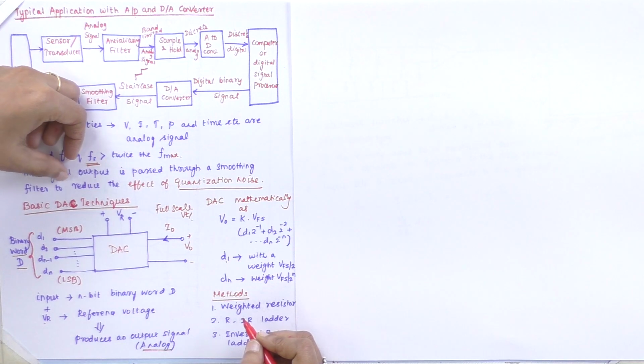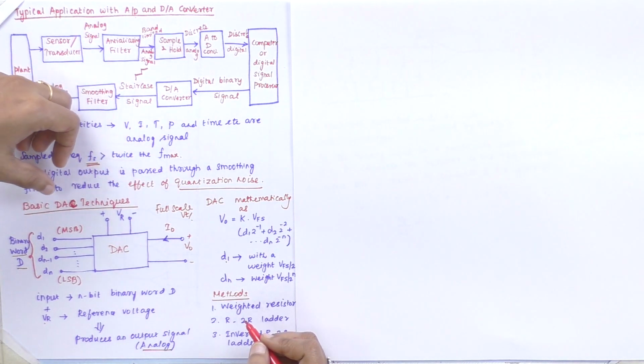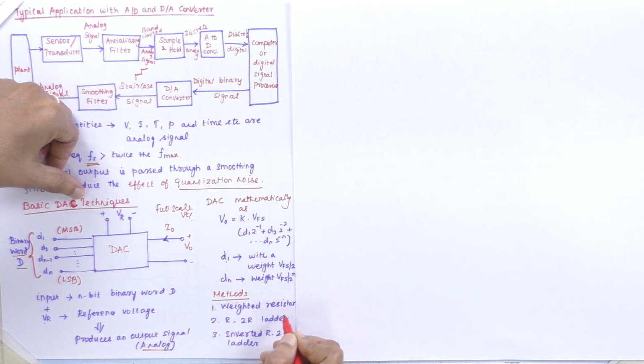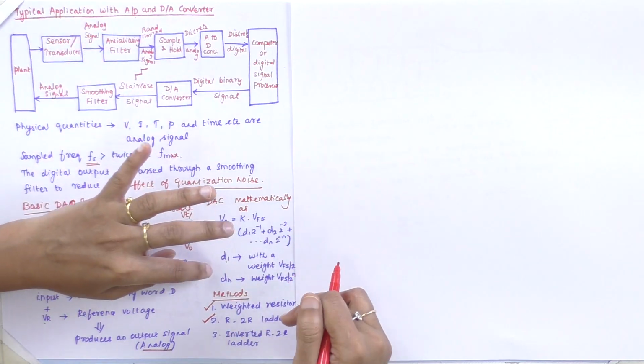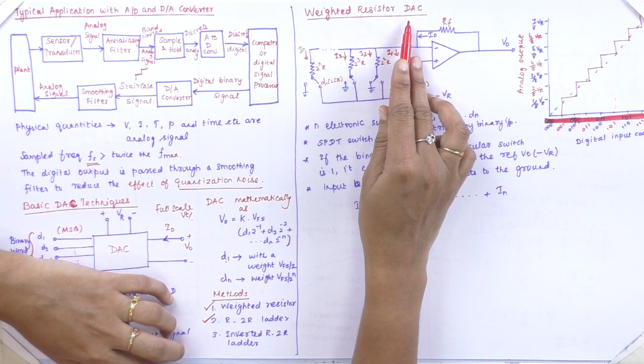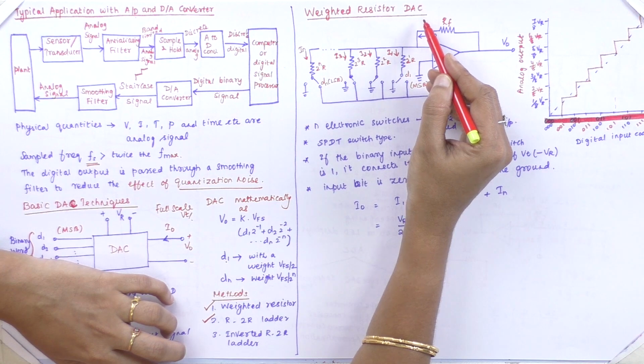So here the three types of methods used in digital to analog converters are the weighted resistor, the R-2R ladder, and the inverted R-2R ladder. The weighted resistor and the R-2R ladder are in our syllabus. In the weighted resistor, we give some multiplying factors of weight to the resistors. This is the weighted resistor digital to analog converter.